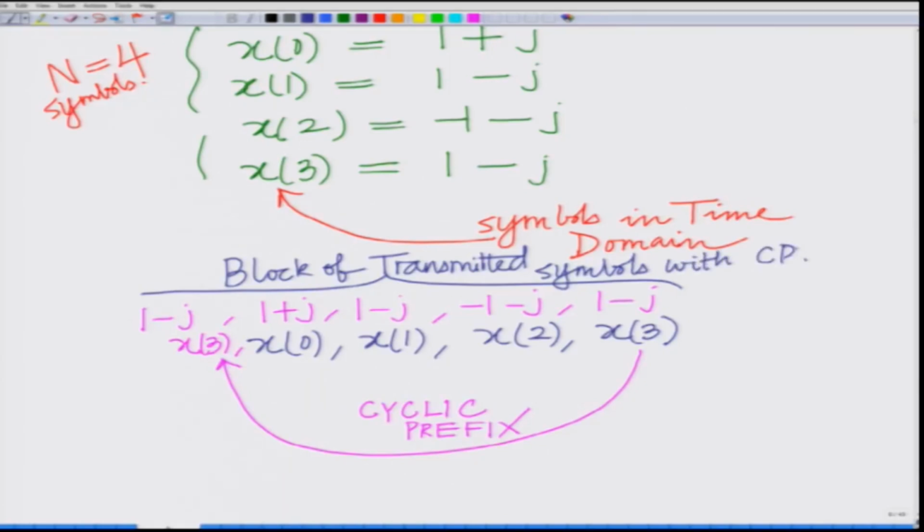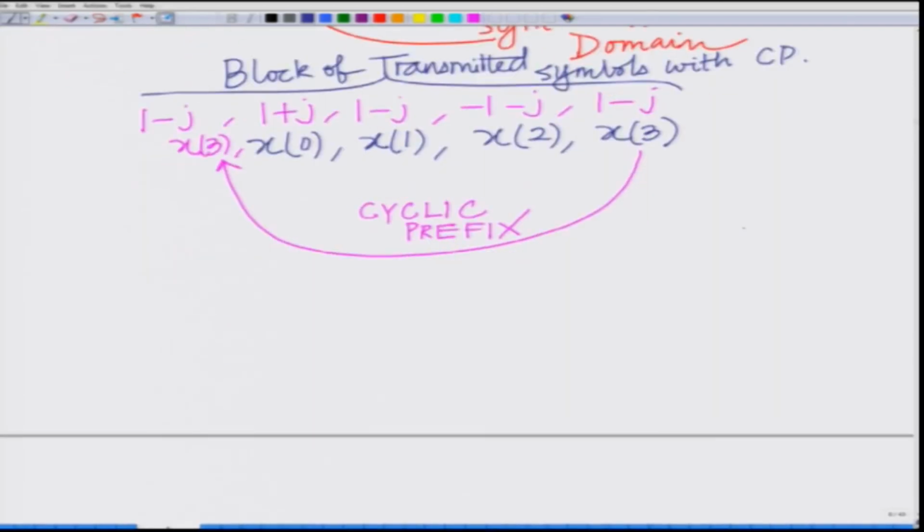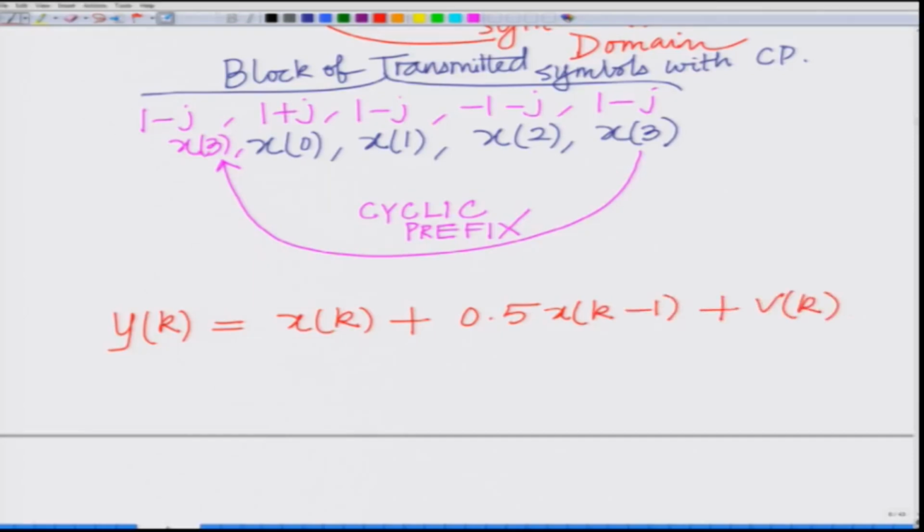This is your block of transmitted symbols with cyclic prefix, and this is transmitted over the 2 tap ISI channel yk equals xk plus 0.5 xk minus 1 plus vk. This is the 2 tap ISI channel with the tap h0 equals 1, h1 equals 0.5. These are the channel taps in the time domain. I hope everyone remembers that.